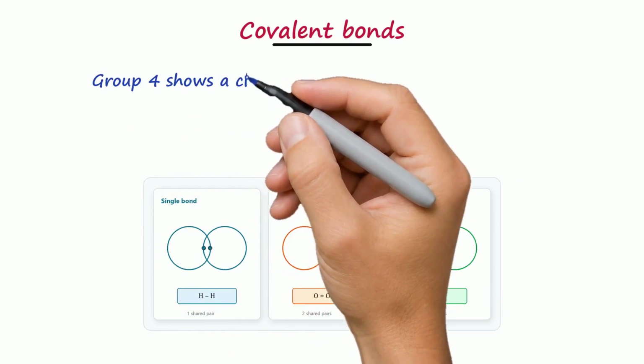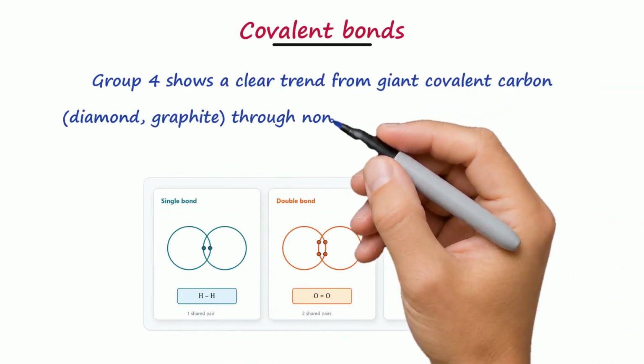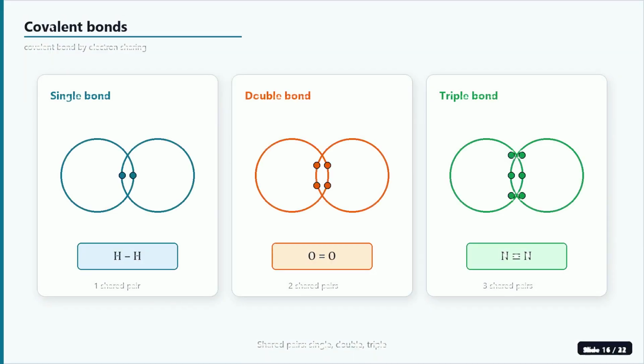Group 4 shows a clear trend from giant covalent carbon, diamond, graphite, through nonmetallic silicon to metallic tin and lead. Count the shared pairs between the atoms. 1 pair is a single bond, 2 a double, 3 a triple. More shared pairs usually means a stronger, shorter link.